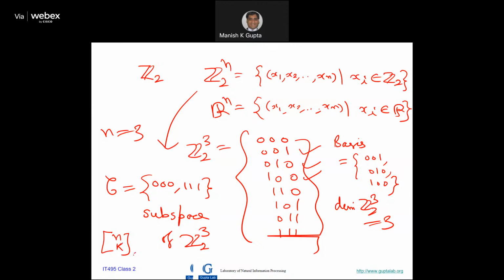The Gaussian binomial coefficient over Q, if the field has Q number of elements. So this is all about some basics, and obviously you can find a formula for this.